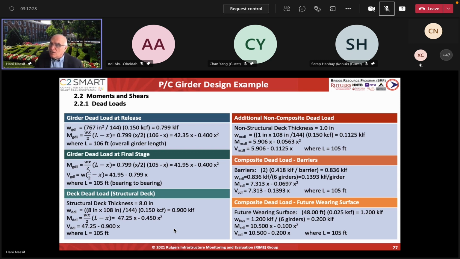Then you do the girder dead load at final stages, and we're giving here the equations in terms of X, because at each section for precast concrete, although we design at the maximum moment section, the tendon profile might not be straight. It might be parabolic. It might be draped at 2 points. And so you really need to take different sections because the prestressing force might change over the length of the beam. So therefore, you have to take different sections.